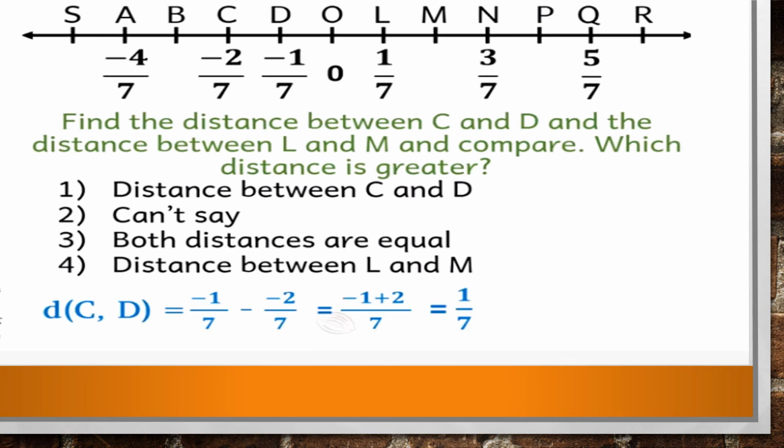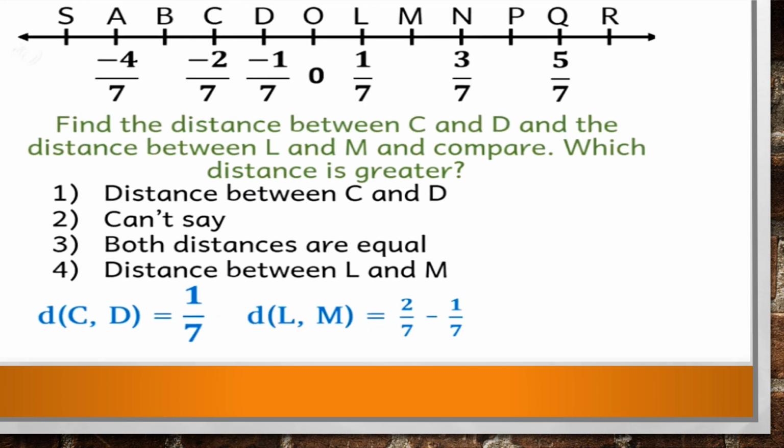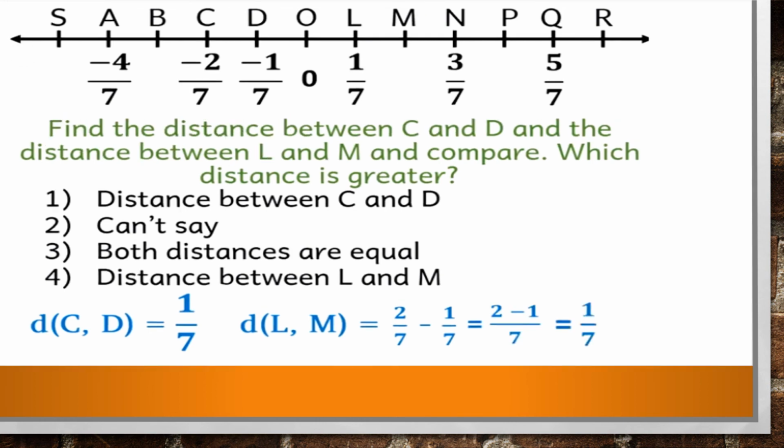So we will find out the distance between C and D first. The distance between C and D is (-1 - (-2)) upon 7. Okay, so I will get -1 plus 2 upon 7, which is equal to 1 upon 7. Next, I will find out the distance between L and M. Okay, so the distance between L and M is 2 upon 7 minus 1 upon 7, which will be equal to 2 minus 1 upon 7, which is equal to 1 upon 7.